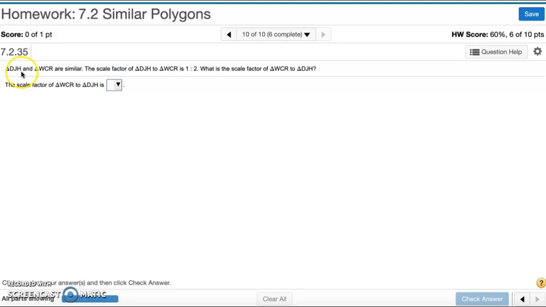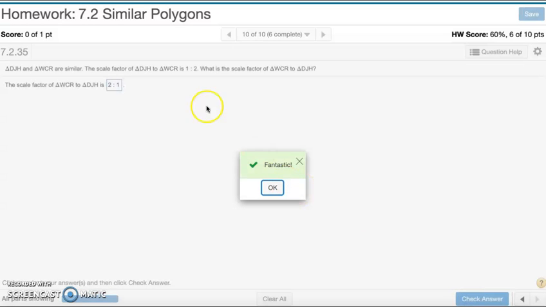Number 10. Two triangles are similar. The scale factor of the first one to the second is 1 to 2. What would be the scale factor going from the second to the first? You just flip the ratio around. Instead of 1 to 2, you'll have 2 to 1. And that's number 10.